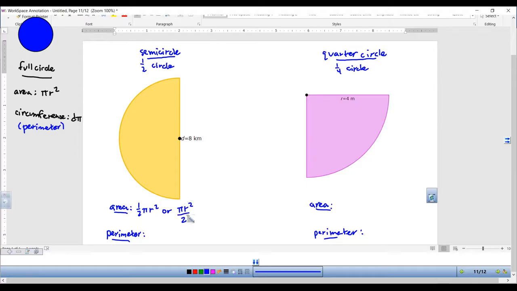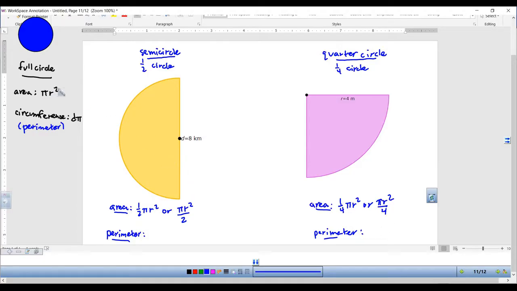Many times students like dividing by 2 rather than multiplying by half, although those give you the same result. All right, now what about this right here? All right, this is a half of a circle. This is a quarter of a circle. So it's either going to be 1/4 times pi times the radius squared, right? Or pi times the radius squared divided by 4, right? So does that make sense?